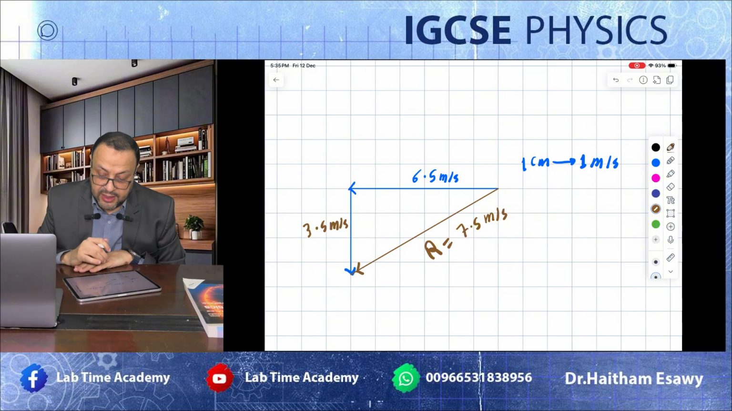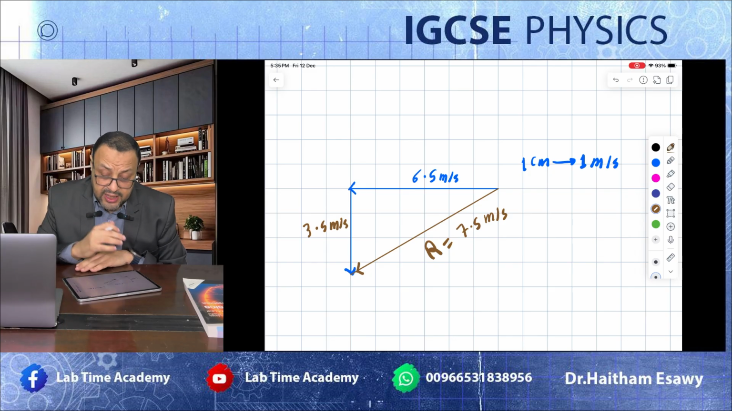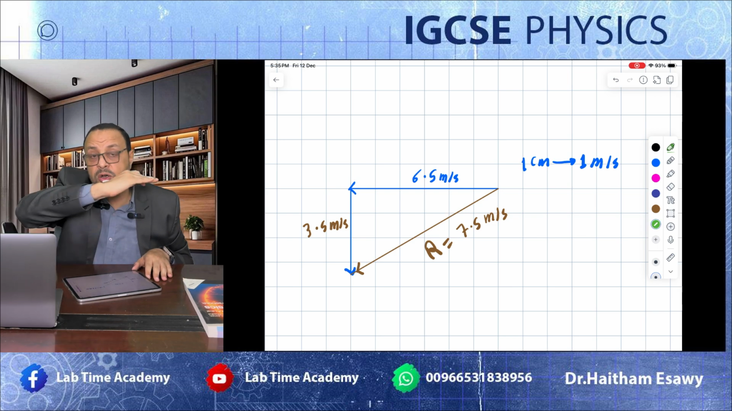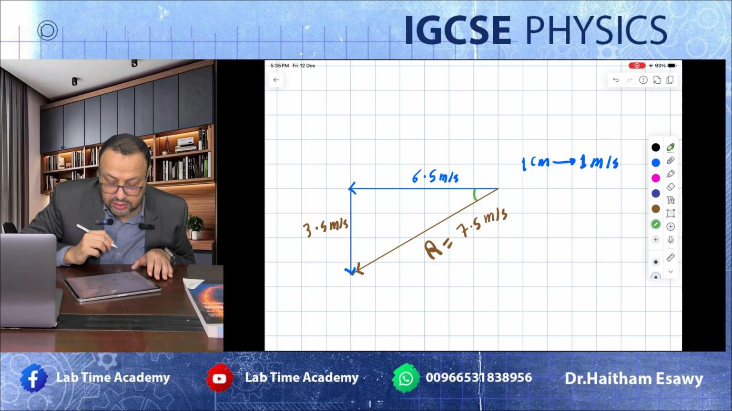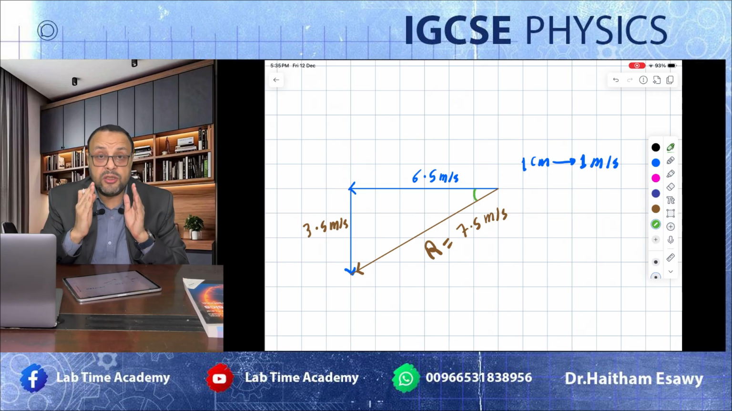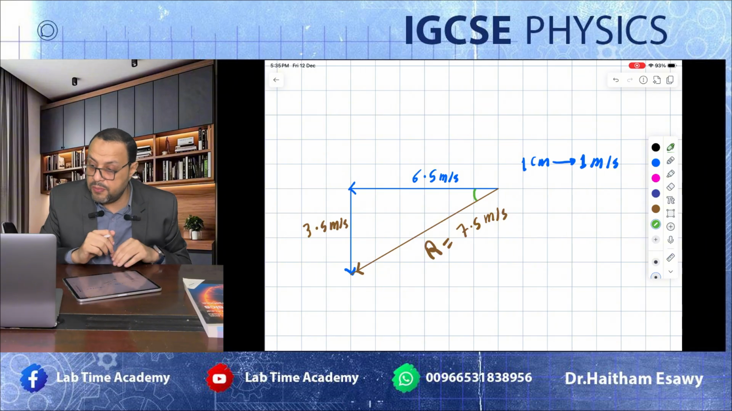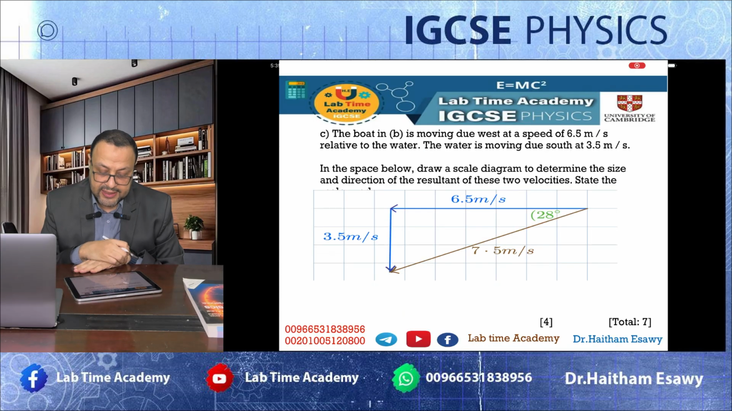Finally, he said we have to measure the direction. This will be the angle. The angle between what? The angle between the resultant and the horizontal. Just use your protractor to measure this angle. It will be 28 degrees. So this will be the answer as we said.